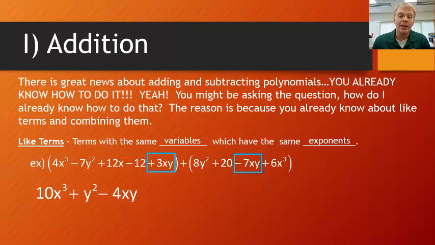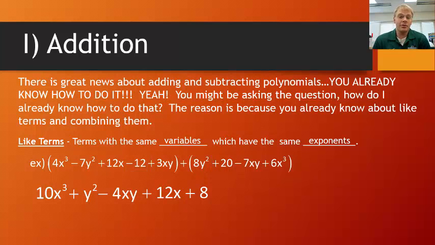Then we've got 3xy and negative 7xy. Again, I'll combine those, get negative 4xy. Now, when we look at 12x here, we can see there aren't any other like terms for 12x, so I just bring that down as it is, 12x. And then finally, we can see that our constants are always like terms because they have no variables, so negative 12 plus 20 will give me 8.